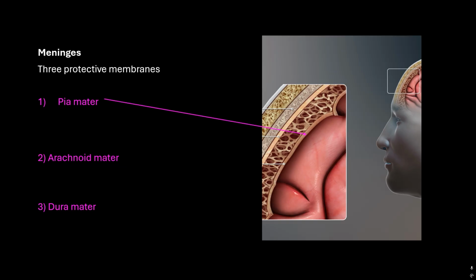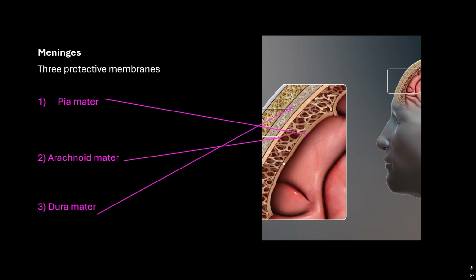So the pia mater is this one that we can see here. The arachnoid mater is what we can see here, this web-like layer. And our dura mater, which is the tough outer layer. So those are the three protective membranes known as the meninges: the pia mater, the arachnoid mater, and the dura mater.